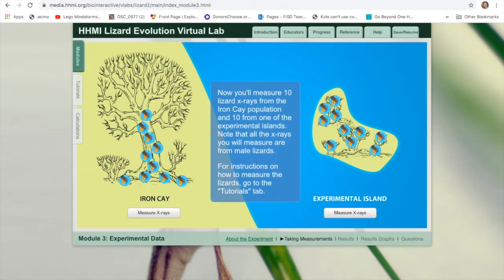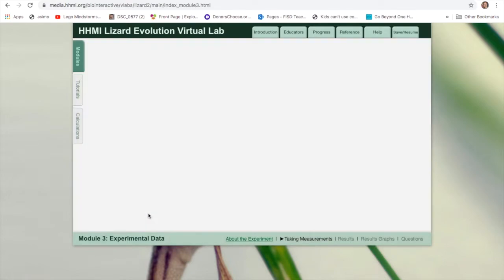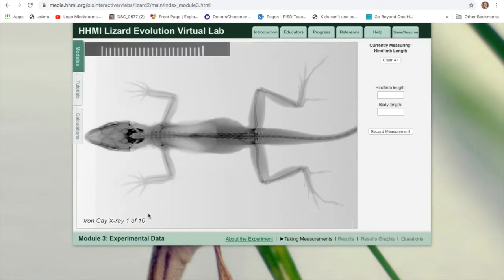You can see a video on how they collected the data, which is pretty interesting. And we're going to measure the x-rays. Now, this is the part where I actually want you to do all of the measurements. It's a little bit tedious, but you'll actually be able to look at some data once we're done. We're going to measure the hind limb length. This is something that you did before. And we're doing hind limb.